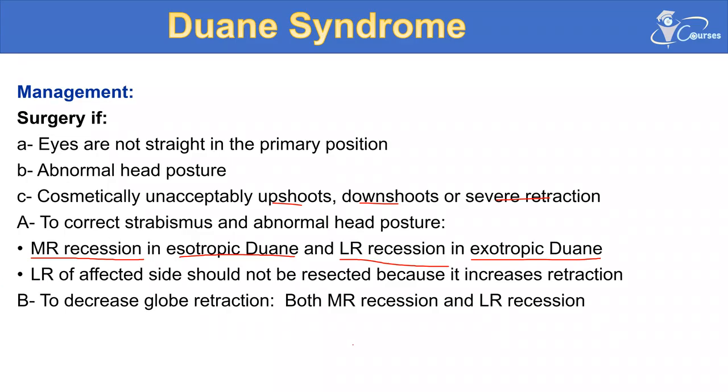We only do recession in Duane and all restrictive strabismus because the resection will increase the retraction. So the lateral rectus of the affected side should not be resected. If there is significant globe retraction, we can do medial rectus recession and lateral rectus recession, both of them, because the co-contraction of both of them is what leads to the globe retraction. So if we just do recession for both muscles, this will improve the retraction.